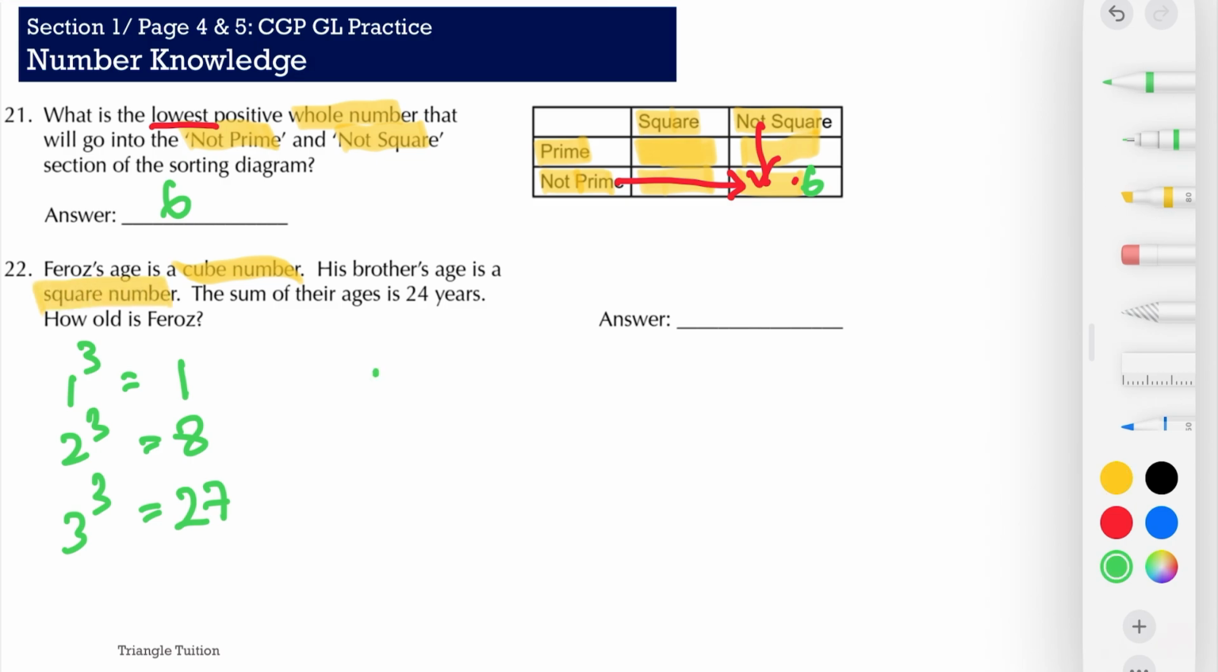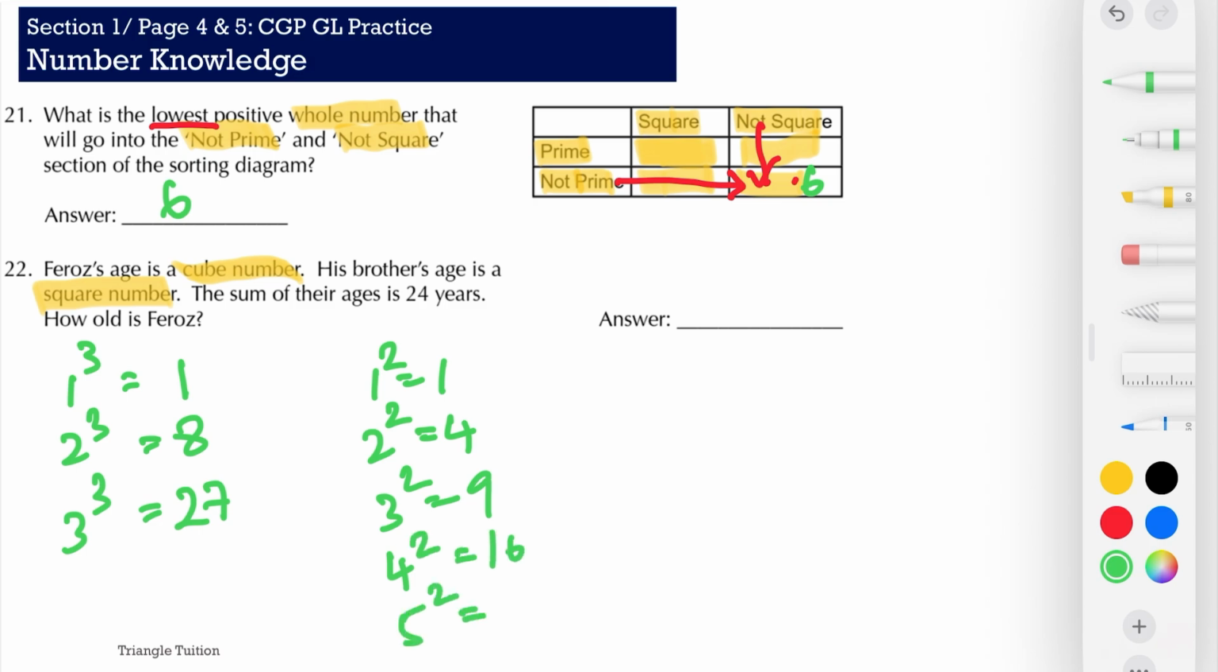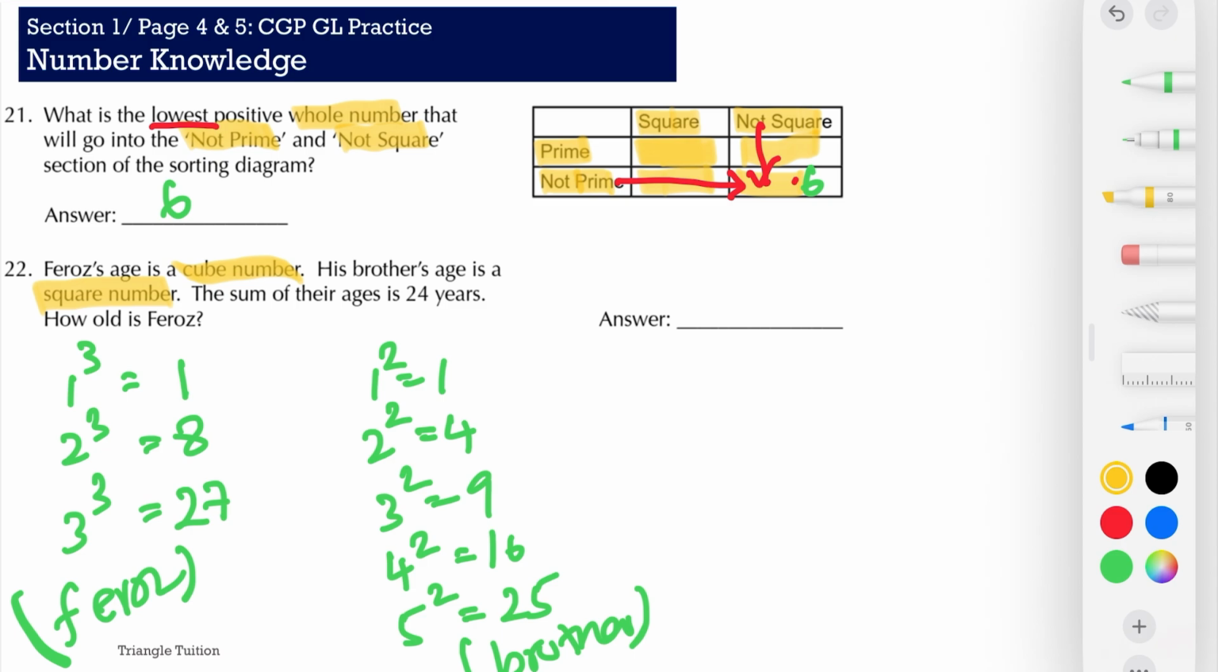Let's write the square numbers. 1 squared is 1, 2 squared is 4, 3 squared is 9, 4 squared is 16, 5 squared is 25. So this is a square number. So this one is the Pharaoh's age. This is the brother's age. So the next part is the sum of their ages is 24. Sum of their ages is 24.